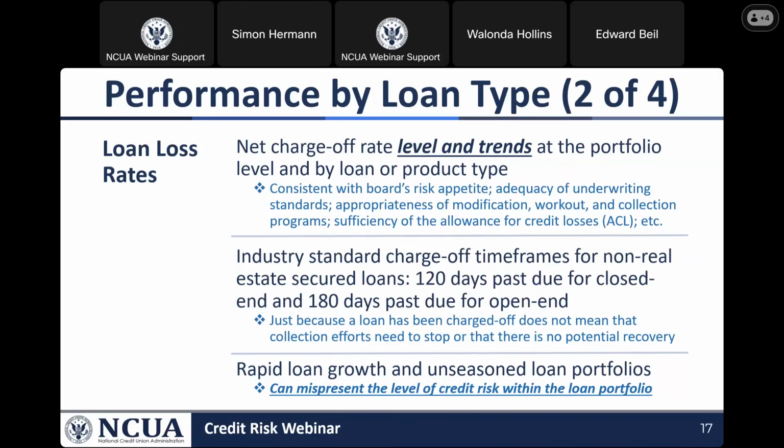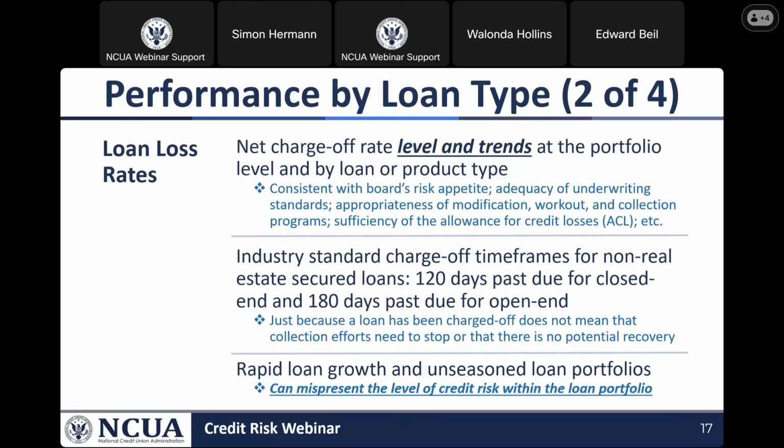Effective board reporting also addresses the level and trend of loan charge-offs for the portfolio as a whole and for each loan or product type. While it is not an explicit regulatory requirement, the industry standard timeframes for charging off consumer loans not secured by real estate are 120 days for closed-end and 180 days for open-end loans. Under generally accepted accounting principles, or GAAP, charge-offs or write-downs for all loan types should occur when the loan or a portion of the loan is deemed uncollectible.